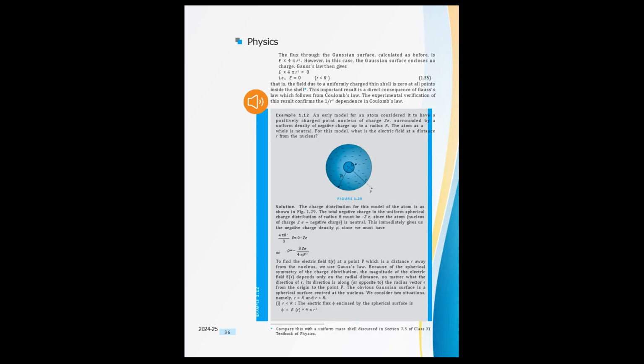This important result is a direct consequence of Gauss law, which follows from Coulomb's law. The experimental verification of this result confirms the 1 by r square dependence in Coulomb's law.